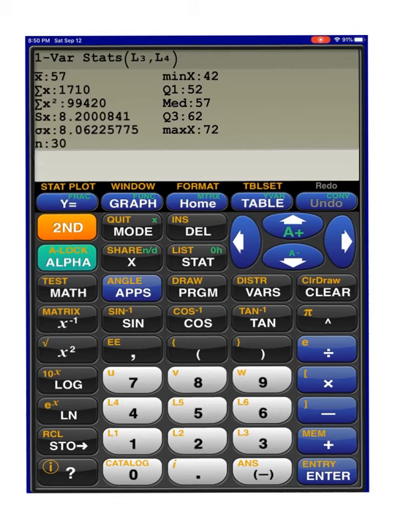table. It gives us our mean, our standard deviation, the number, our minimum, our Q1, Q2 or median, Q3, and our maximum. And that is how we input a frequency table into our graphing calculator.